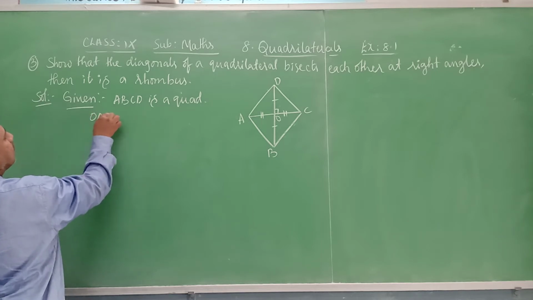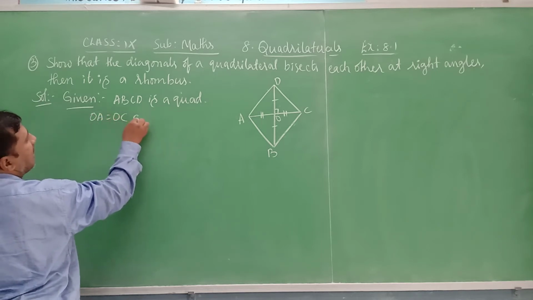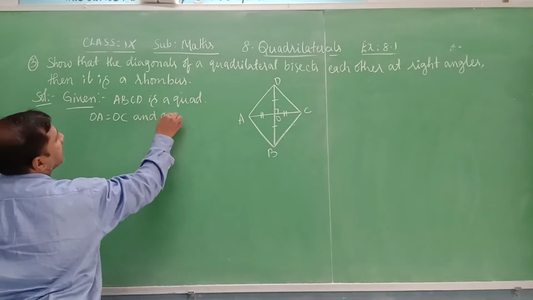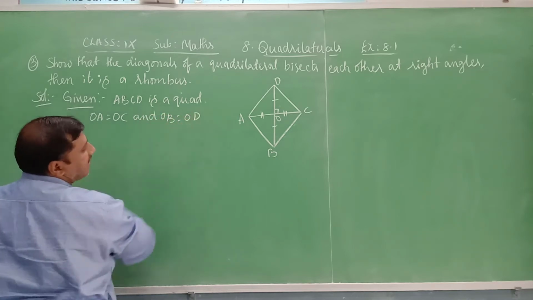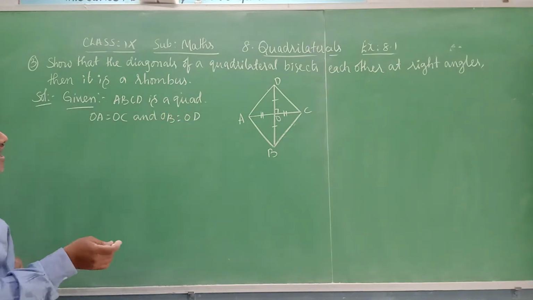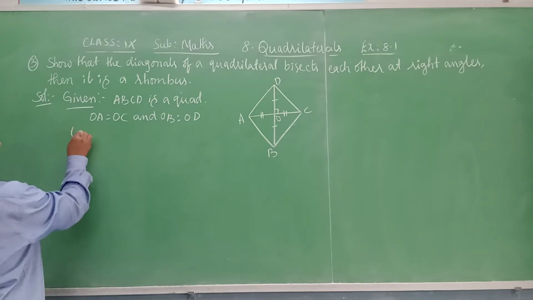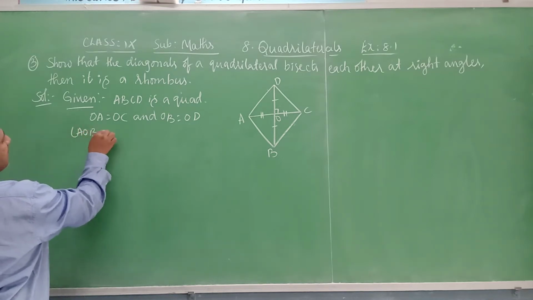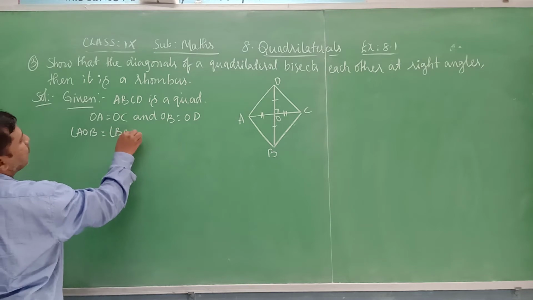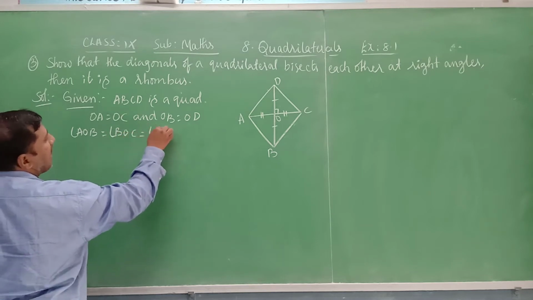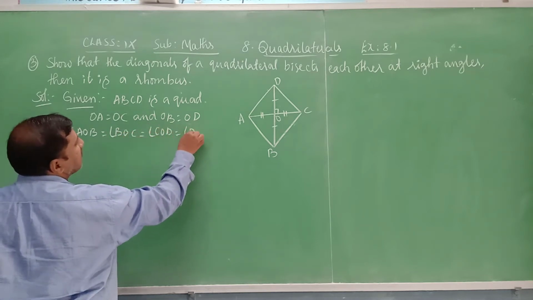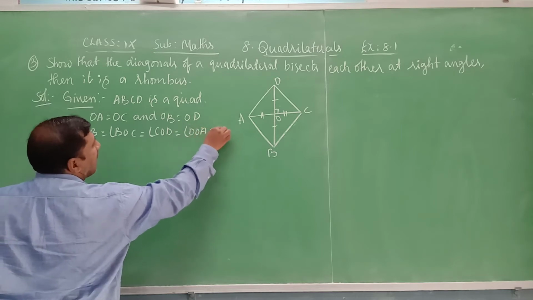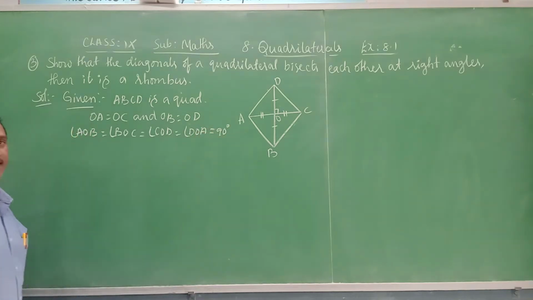OA is equal to OC and OB is equal to OD. That is, the diagonals bisect each other at right angles, and angle AOB is equal to angle BOC, that is equal to angle COD, and it is equal to angle DOA, that is 90 degrees.